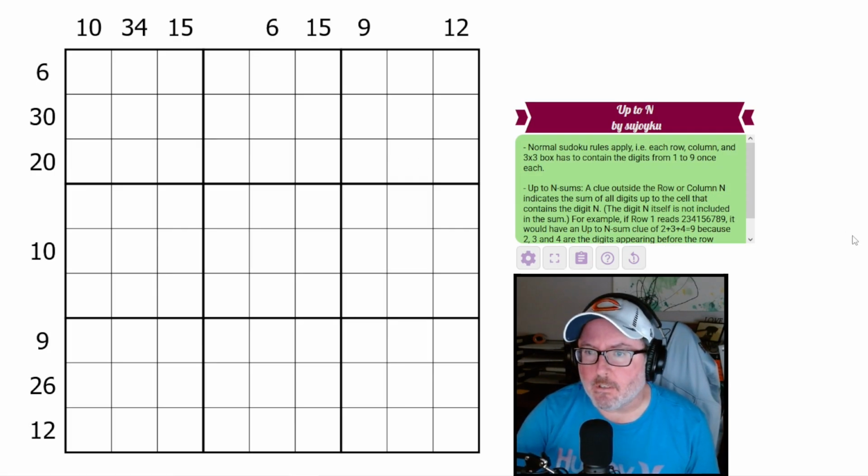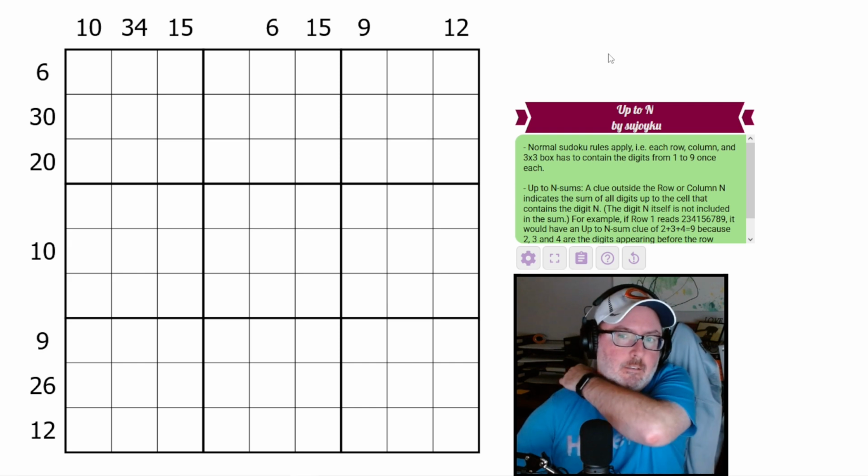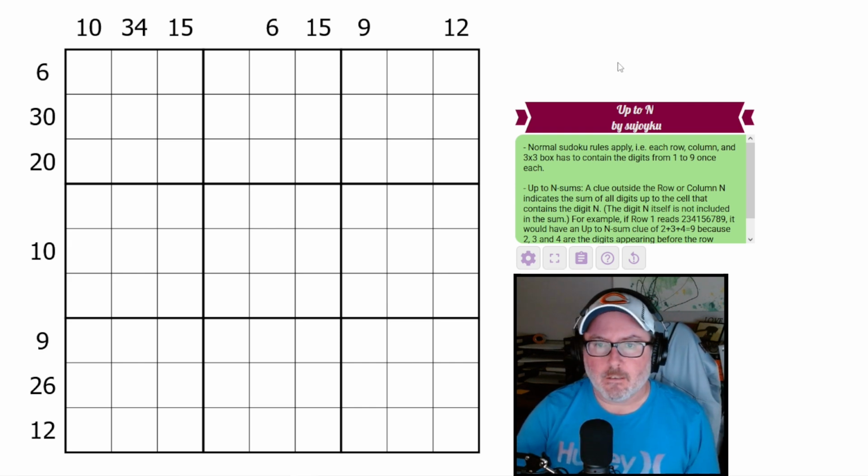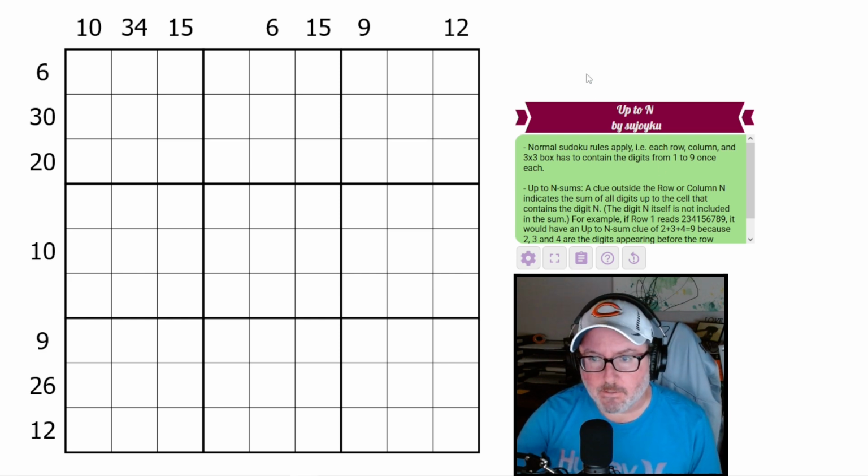Today we have an interesting rule set here. It's my understanding that this is a new rule set that hasn't necessarily been used before, at least to the setter's knowledge and to my knowledge. It's called Up to N by Sujoyku. And let's take a look at these things and see what it actually is.